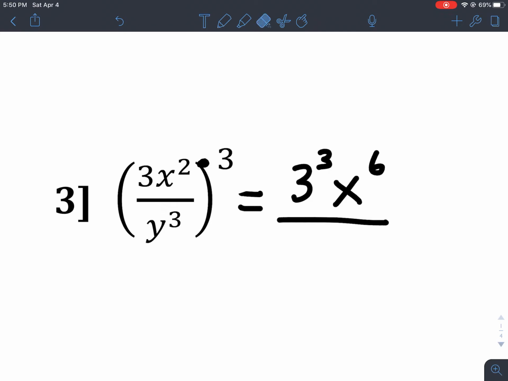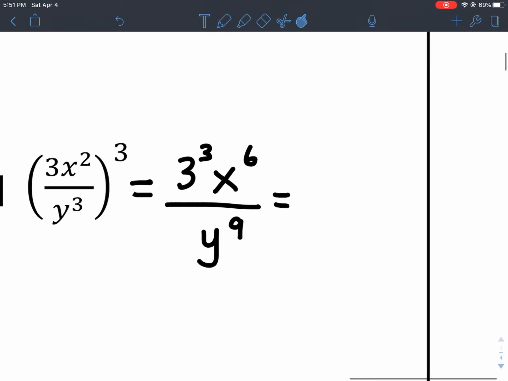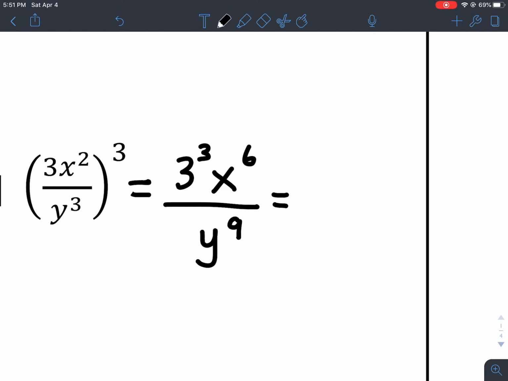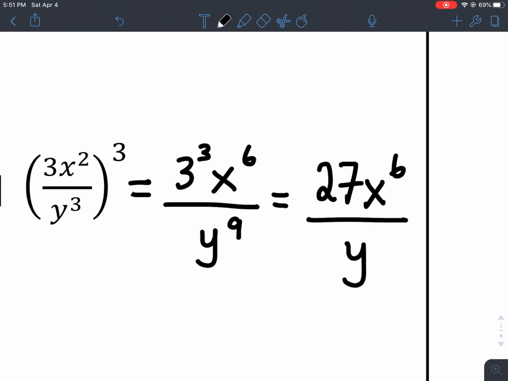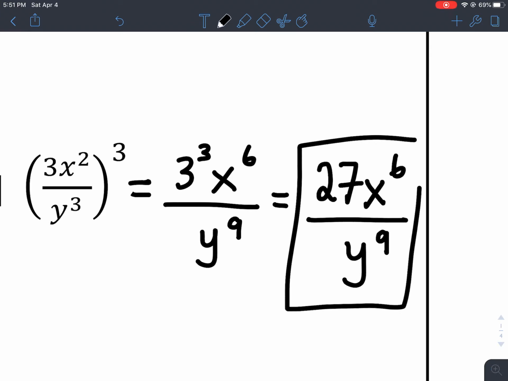And then in the denominator here, we have y to the third power, and that's being raised to the third. So that's another power rule. So we're going to multiply 3 times 3, which is 9. Now simplifying 3 to the third power, 3 times 3 times 3 is 27, x to the 6th over y to the 9th. That's completely simplified because x and y are not the same base.